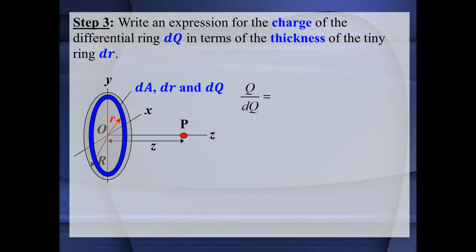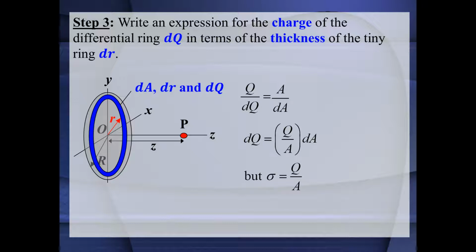So if we look at the ratio between the total charge in the disk Q compared to the charge in that infinitely small ring dq, that would be the same as the ratio between the total area of the disk A compared to the area of the little tiny ring we see there, dA. We want an equation for dq. So if we manipulate for dq, it would be Q divided by A times dA.